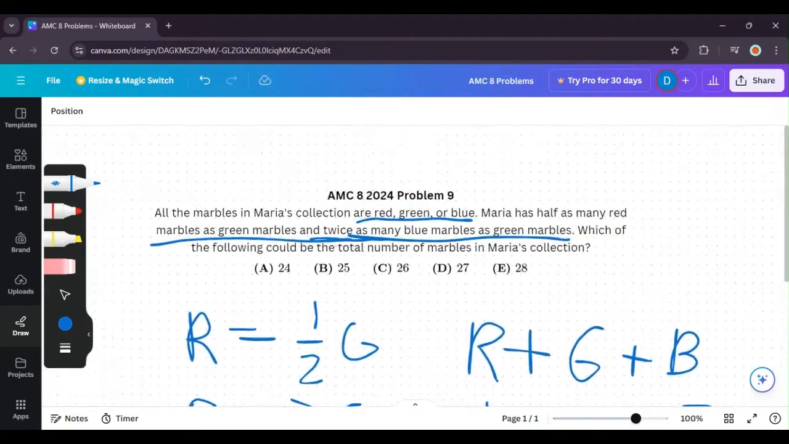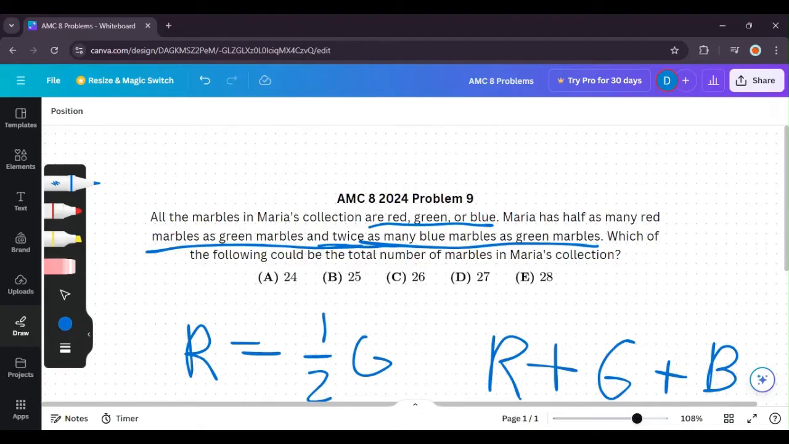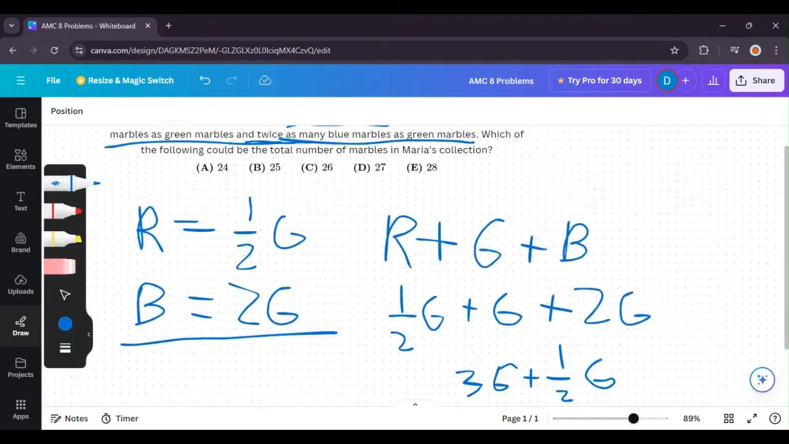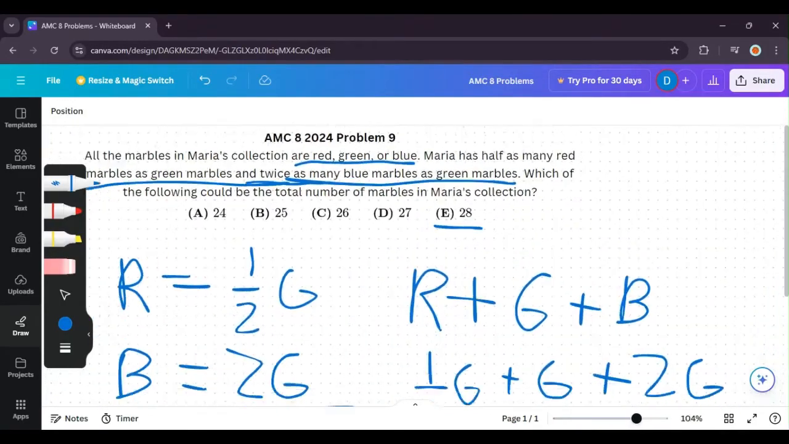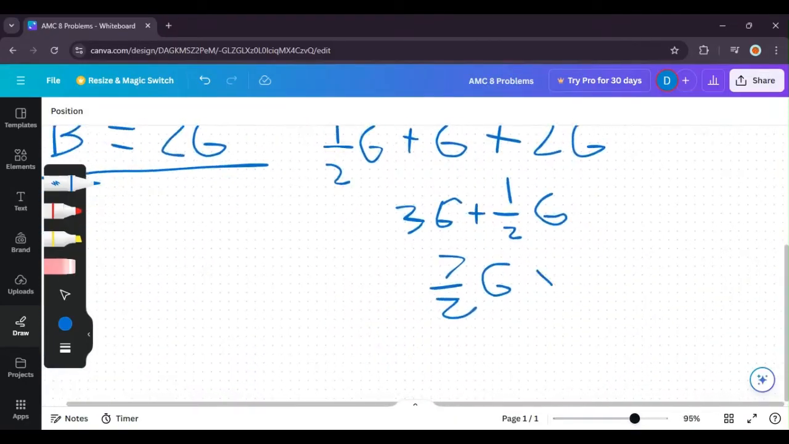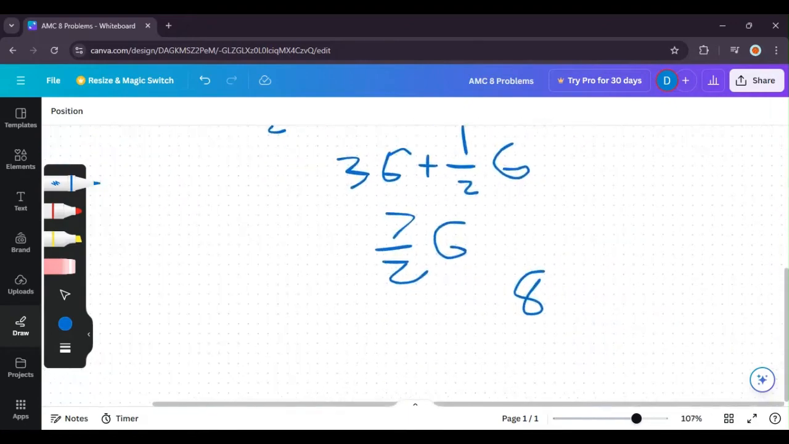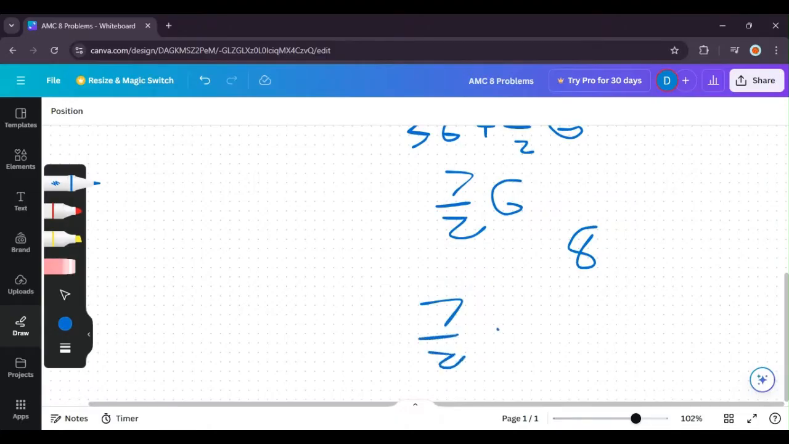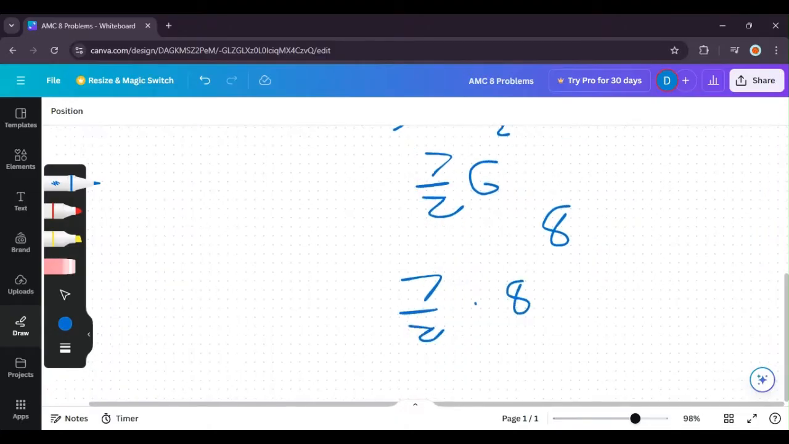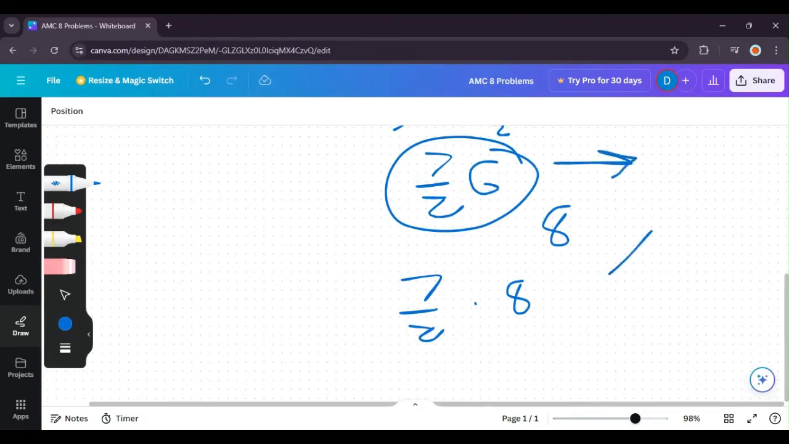Now, it's asking for which of the following could be the total number of marbles in Maria's collection. And we know that the number of marbles is a whole number and a whole integer. So the only answer that is a multiple of 7, because g has to be an integer, so g can simply be 8. So if g is 8, then we can multiply by 8, because 7/2 g, and this is the total amount. Remember that? Total amount.